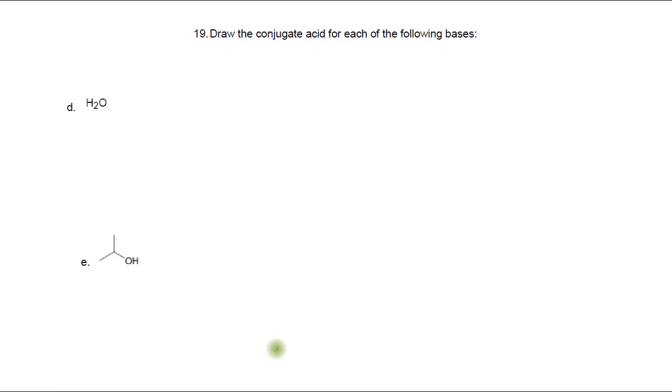For number 19, we draw the conjugate acid for each of the following bases. In this case, what we're given here is the base, and it's going to pick up a proton. So we have some form of H+ available. Water is the one acting as the base, so I have the lone pair electrons. In this case, our base isn't negative, but it is partially negative. These electrons can go fishing for a hydrogen here. And this is the proton that was picked up, and we have H3O+. So that would be our conjugate acid.